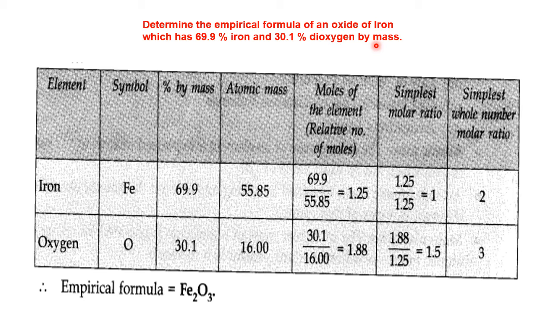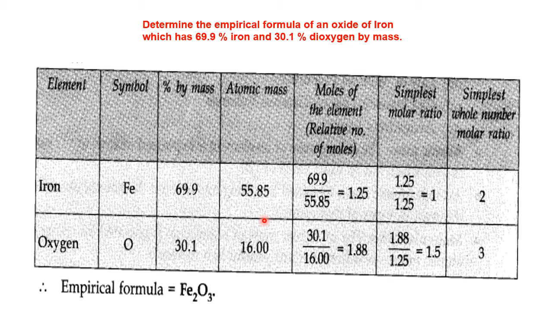For this, you should draw a table. These are all our requirements. Okay, iron, oxygen, their symbol and the mass percentage. Okay, right. How much? It is 55.85 and 16 for oxygen. Sorry, it is atomic mass. Okay, this is the mass percentage. So mass percentage and the atomic mass.